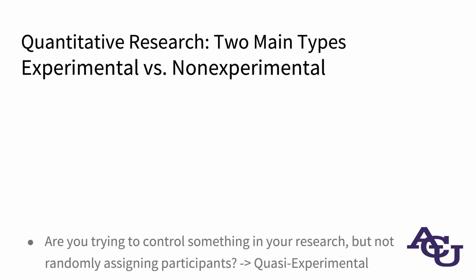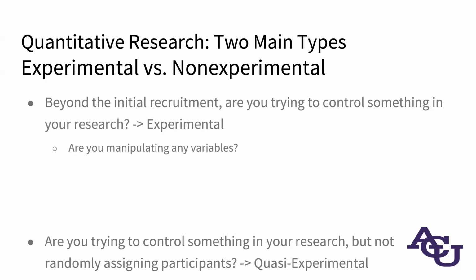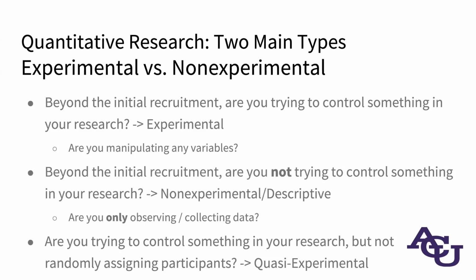So within the larger stream of quantitative research, you can divide it a couple different ways, but I'm going to propose the easiest one to understand is to start with experimental versus non-experimental. Are you trying to control something and see, okay, if this is changed, what effect does it have? That's going to be experimental. You are manipulating variables.